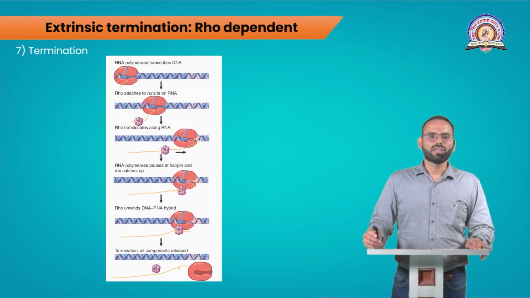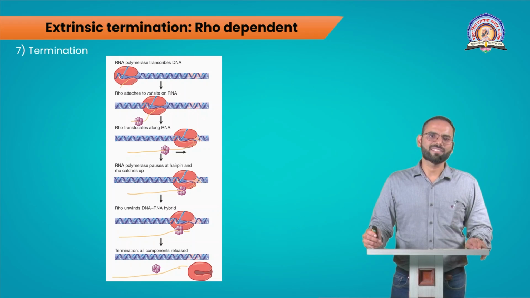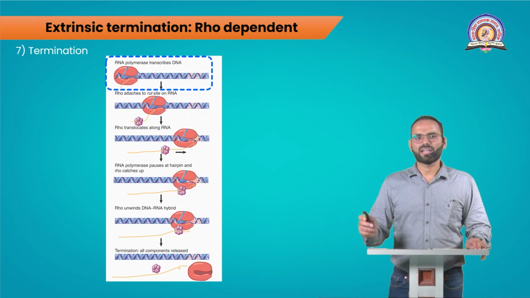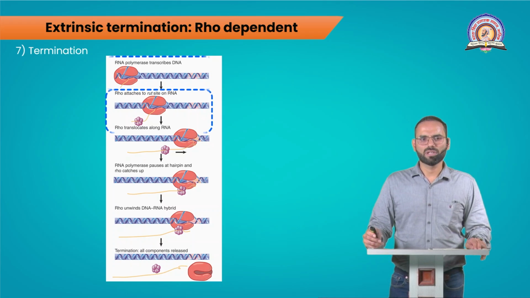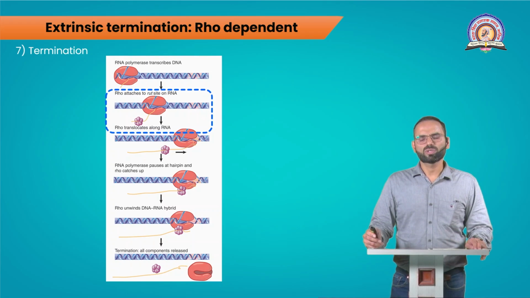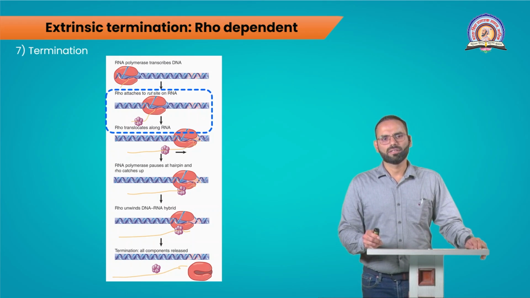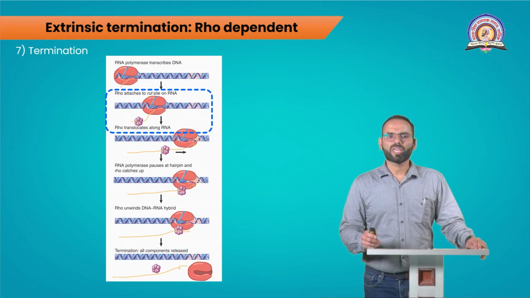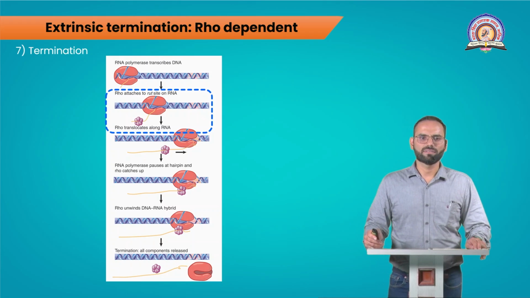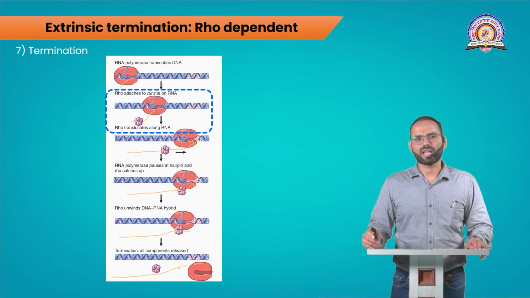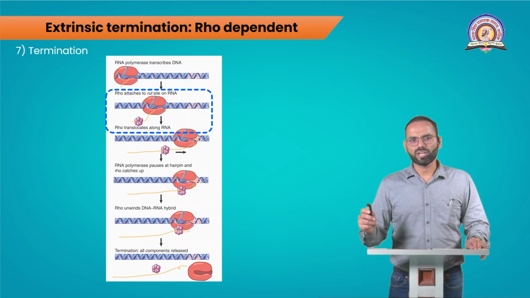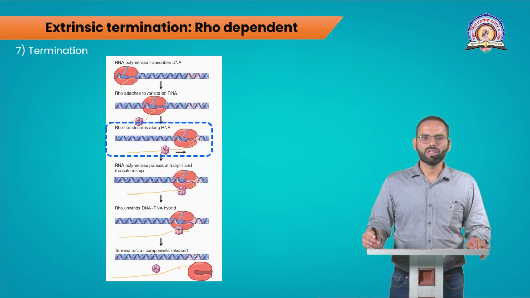So let's see the choreography of the extrinsic termination process. Initially, as the RNA polymerase transcription happens, Rho attaches to specific sites on the RNA, which is the RUT site. The RUT site name came from Rho utilization sites. And with the help of its ATPase domain, Rho translocates along the RNA molecule and then approaches the RNA polymerase.